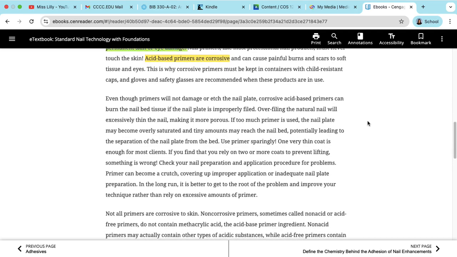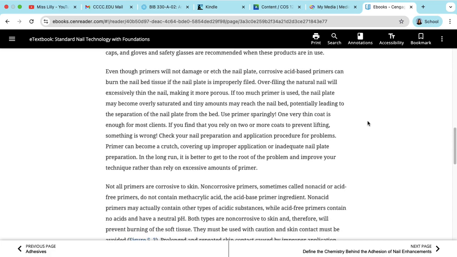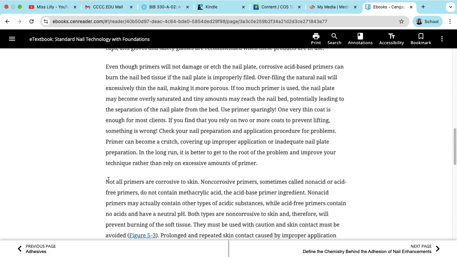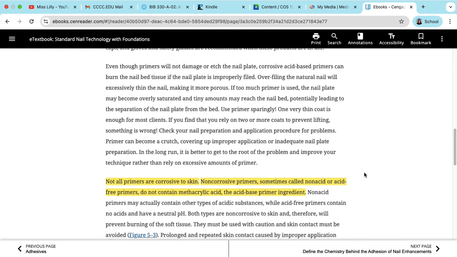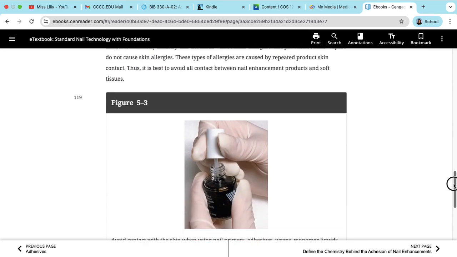Then a little bit down, we have that not all primers are corrosive to the skin. Non-corrosive primers, sometimes called non-acid or acid-free, do not contain methacrylic acid, the acid-based primer ingredient, which is corrosive to the skin. There is a picture of a nail primer.